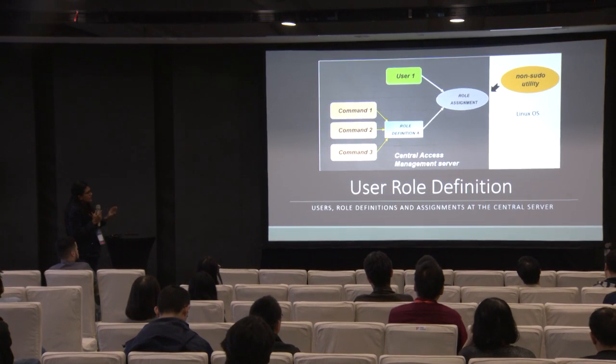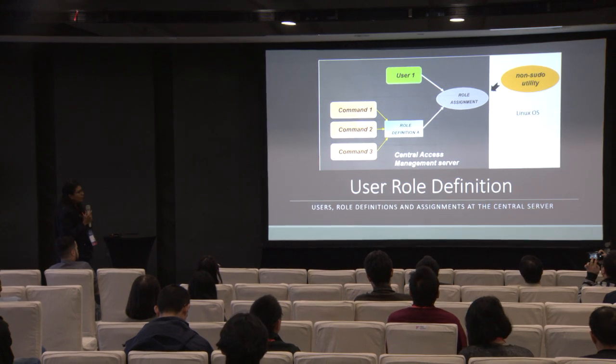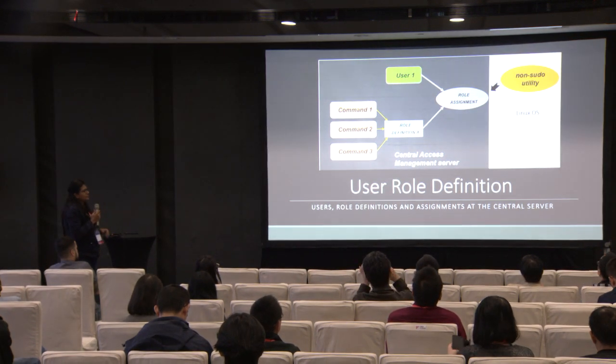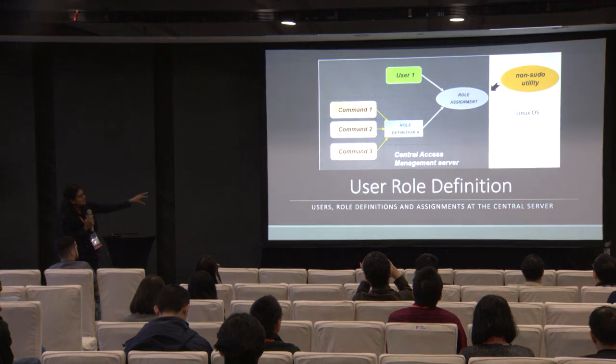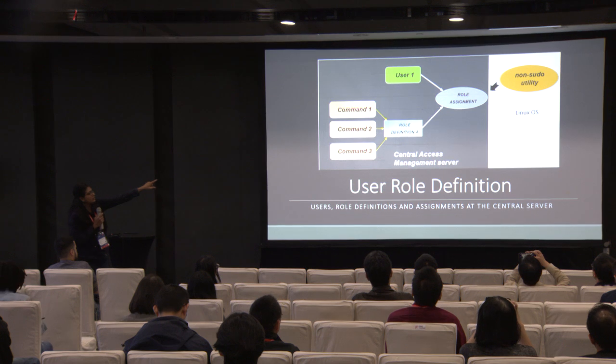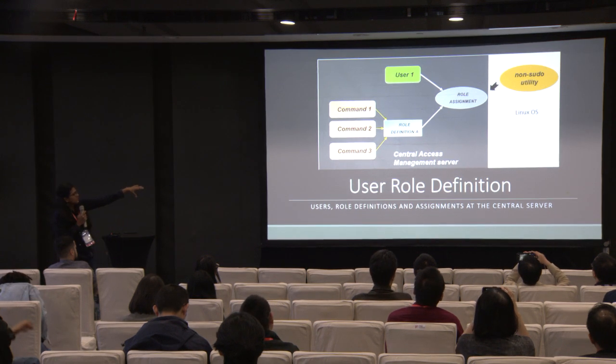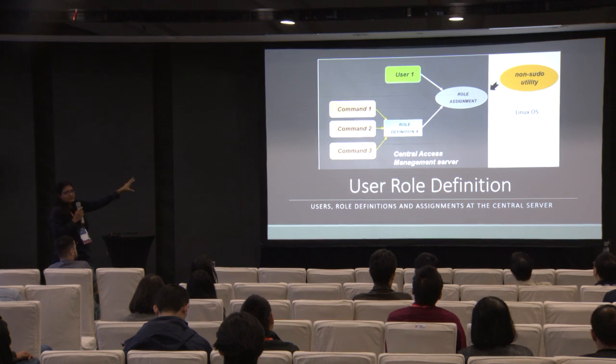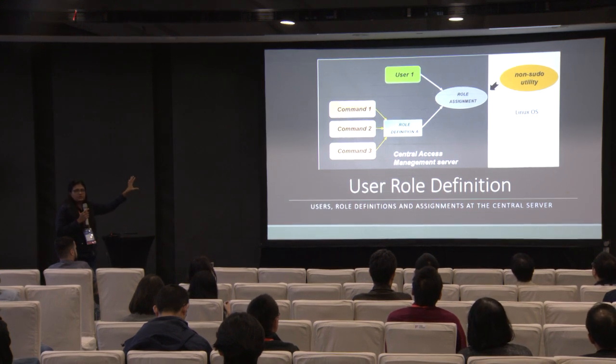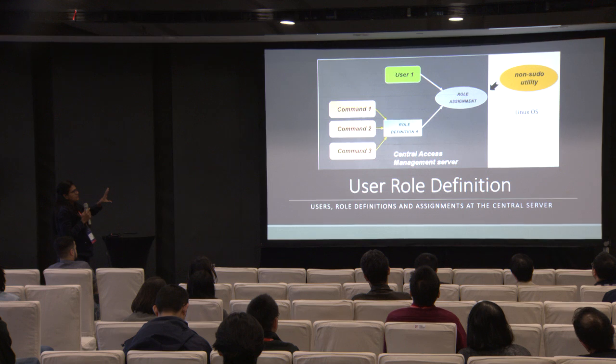So this is a little bit more on the user role definition. It's again the same thing. On the left-hand side, what you see is your Linux OS with the non-sudo utility. On the right-hand side, what you see is the central access management server. The way you define it is very similar to the way you generally define role-based access control. You have a role, and you have a user, and you basically define what that particular role can do.